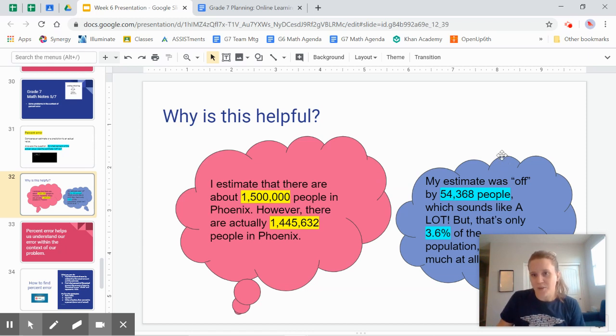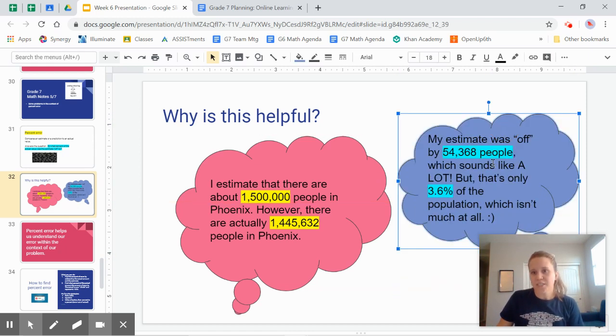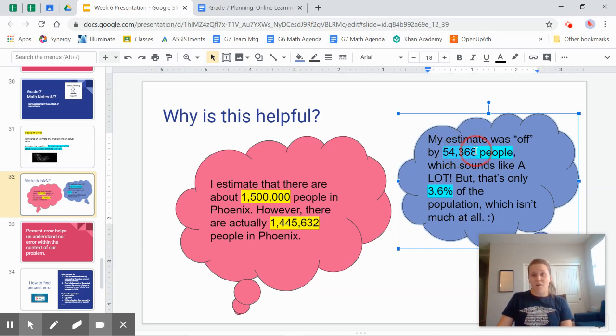Okay, so in order to answer that question, how close was I, I did two things. First, I counted by how many people I was off by. So my estimate was this 1.5 million, and I subtracted this 1,445,632, and I got, wow, I didn't count 54,368 people. That sounds like a lot of people, 54,368 people. That's a really big difference, right?